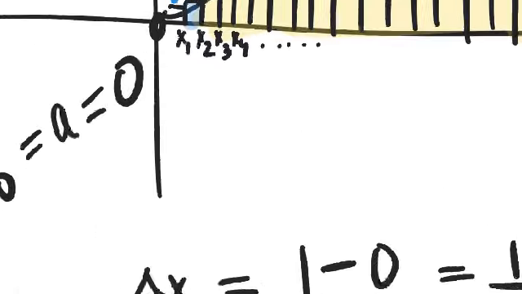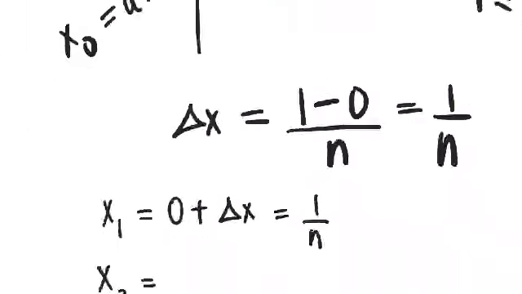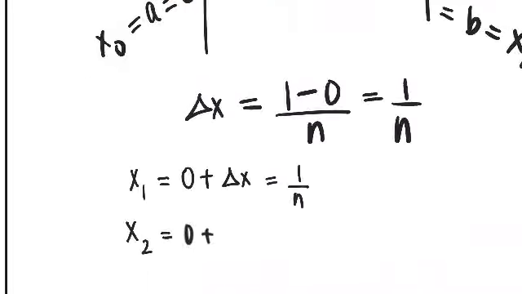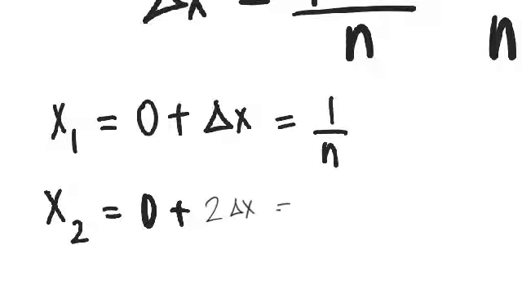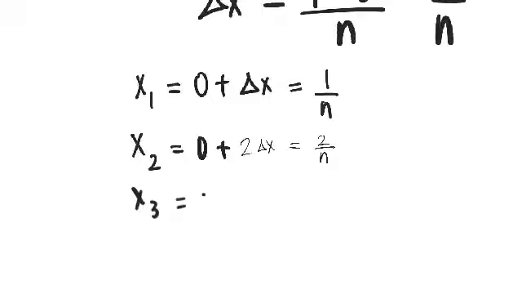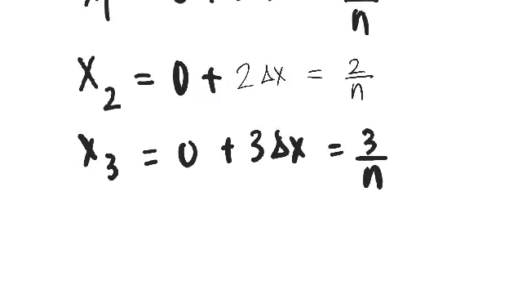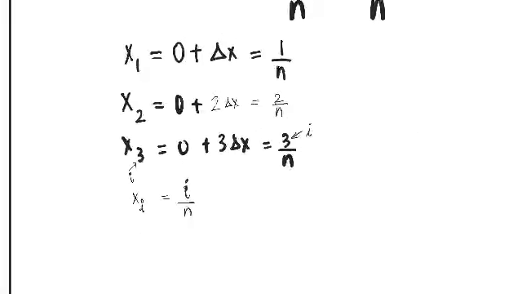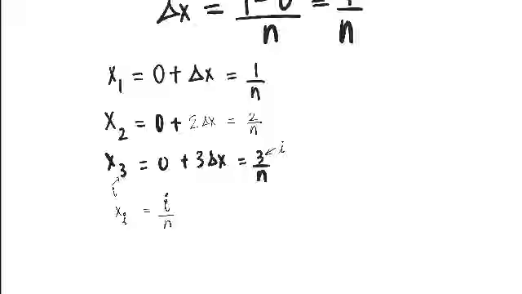x2, when I'm at the right end of the second rectangle, that means I started at 0, but I've gone 2 rectangle widths out, so now I'm at 2 over n. x3 will be 0 plus 3 delta x, which is 3 over n, right? And so you're seeing the pattern. The pattern is, this is my counter i, so x sub i is going to be i over n for whichever rectangle I'm on, right? x sub i is going to be i over n.